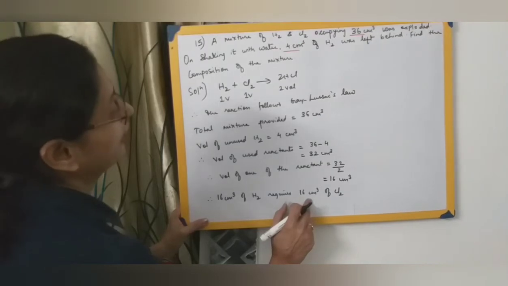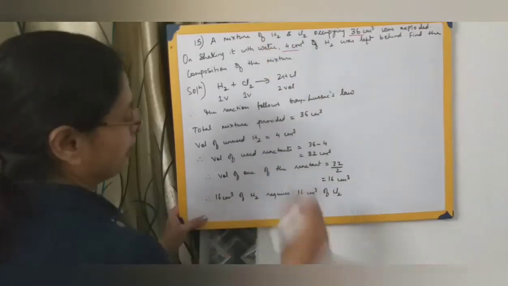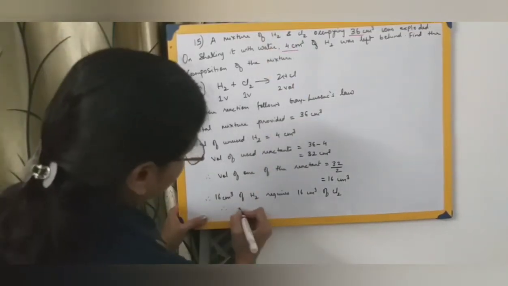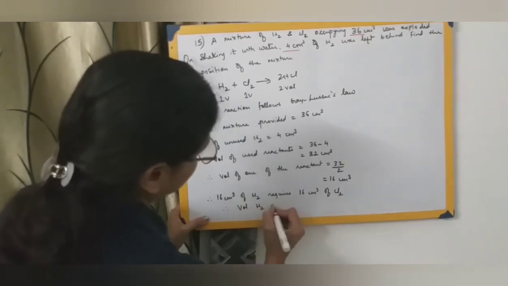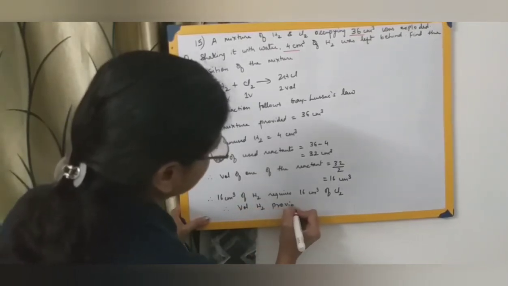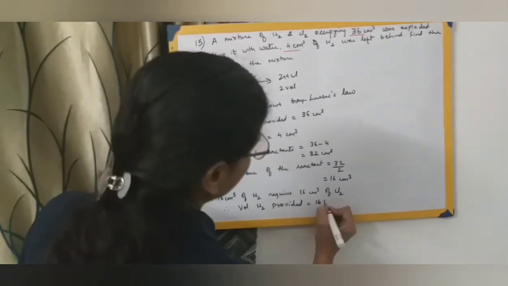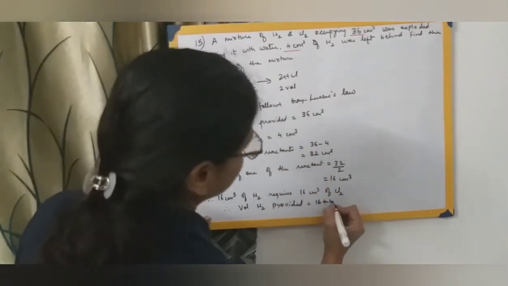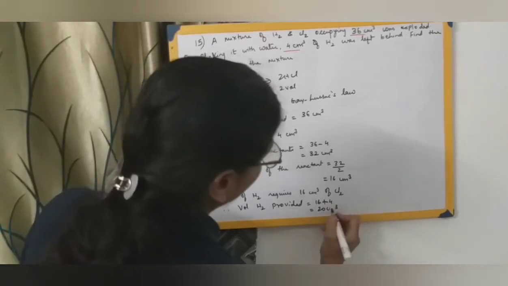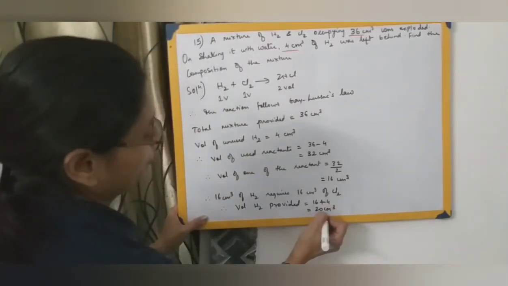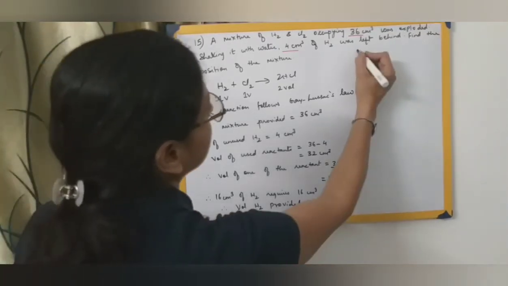But how much hydrogen was provided to us in the beginning? We have to find out how much of both of them was provided in the beginning. Therefore, volume of hydrogen provided in the beginning of the reaction is equal to 16 plus this unused one, that is 4, which is 20 cubic centimeter. So we got the total volume of hydrogen provided, and we also got the total volume of chlorine provided.